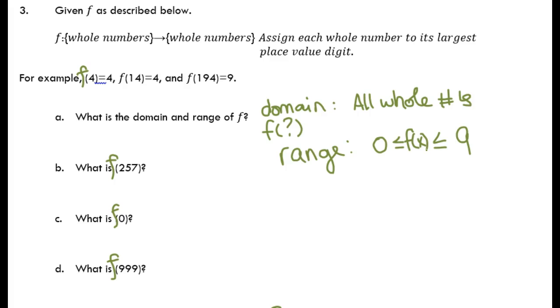And then part B, what is f of 257? Again, the function tells us to just pick the biggest digit in there, so that would equal 7. Right here would equal 0. Here it equals 9.